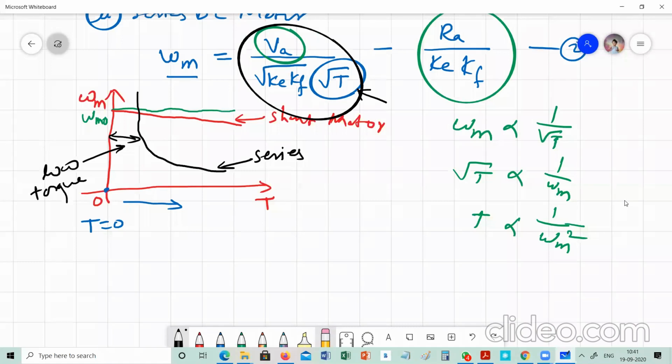As the load increases, the denominator part, the square root of T, is going to increase. As the denominator increases, the speed will decrease. You can observe that this part corresponds to high torque or high load, and as the torque increases, the speed is going to drop.